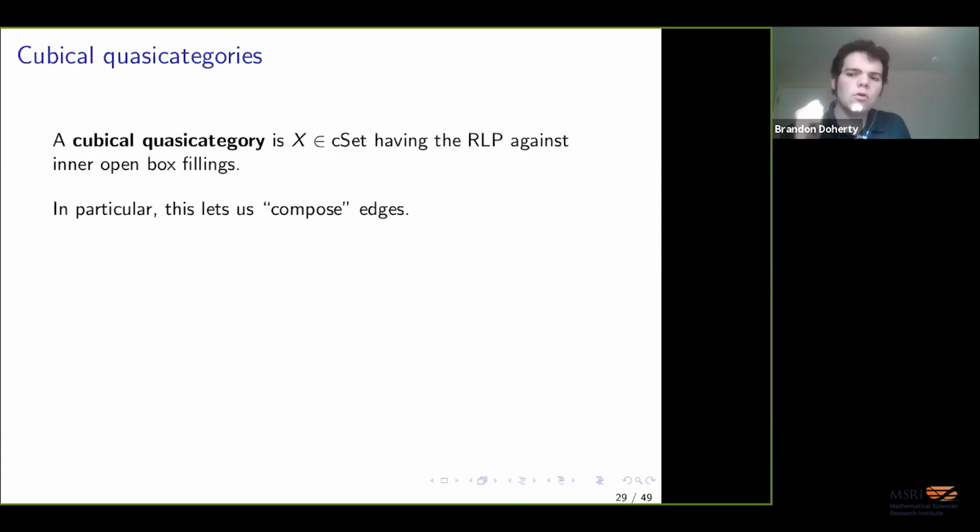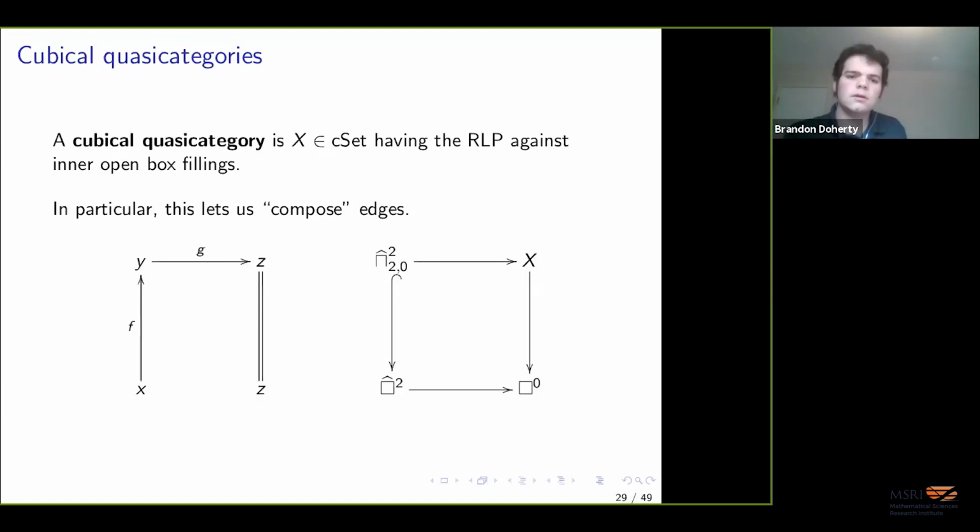So then a cubical quasi-category we define to be a cubical set such that the map to the terminal object has the right lifting property against these inner open box inclusions. And so to see why this is kind of the right notion to be thinking of here, we can observe that we can compose edges in these cubical quasi-categories.